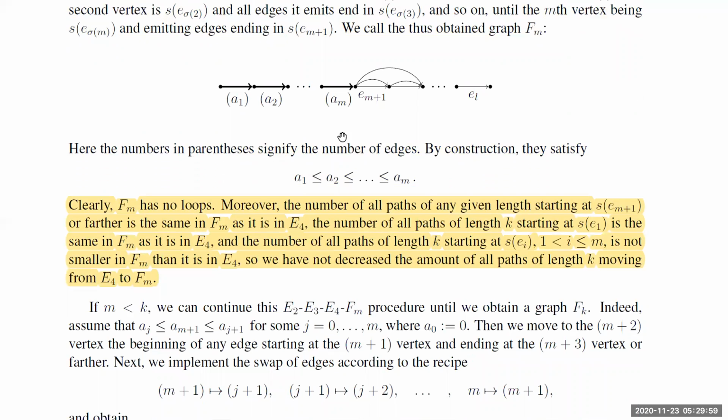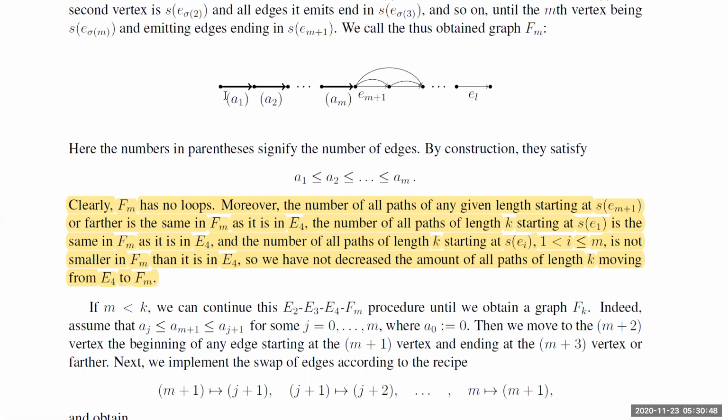Well, obviously, when I look at the graph Fm, which I just constructed, it has no loops. This is just a rearrangement procedure, so this introduces absolutely no loops. Moreover, the number of all paths of any given length starting at this vertex S of em plus 1 or further down is the same in Fm as it is in E4, because this part of the graph is completely unaffected by this move. And the number of all paths of length k starting at the first vertex is the same in Fm as it is in E4.